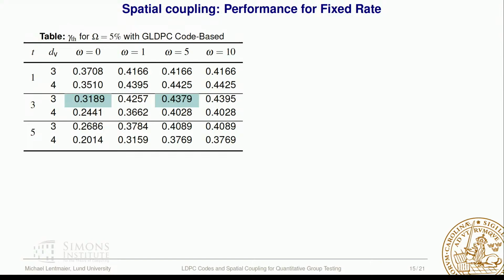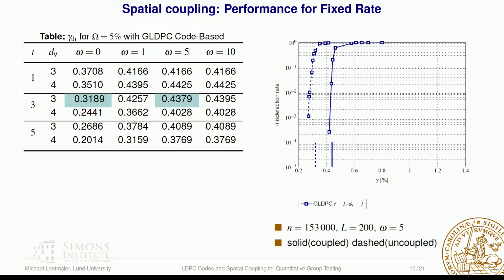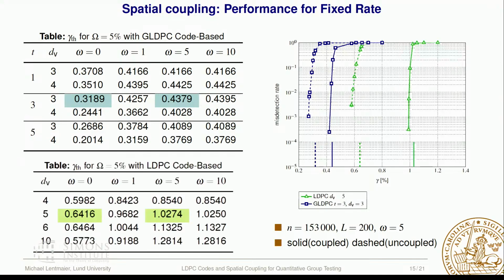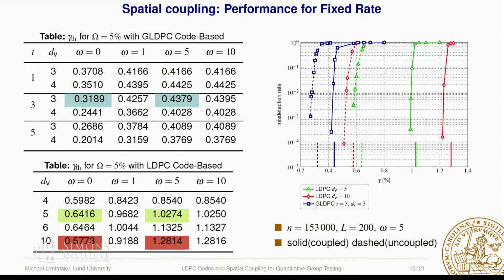Now we can look at it more from the perspective of threshold saturation. Here I'm again fixing the rate and looking at what my threshold is in terms of gamma. This is the reference scheme, and this is an LDPC code. We see that we can tolerate a larger number of defective items here. But also we see that when we use higher degree, this is now the degree 10, the uncoupled gets worse, but the coupled gets better as expected. This is the threshold saturation effect.